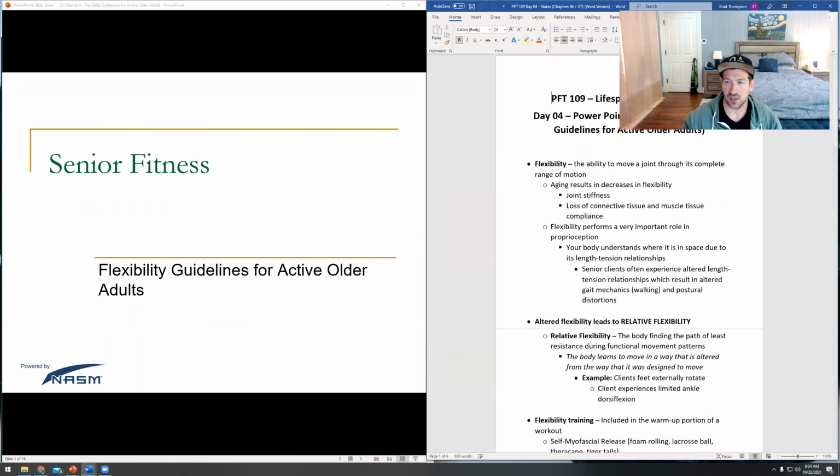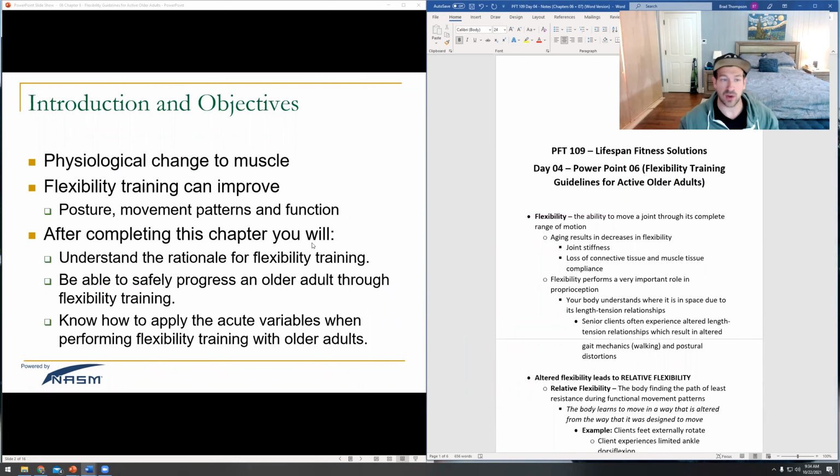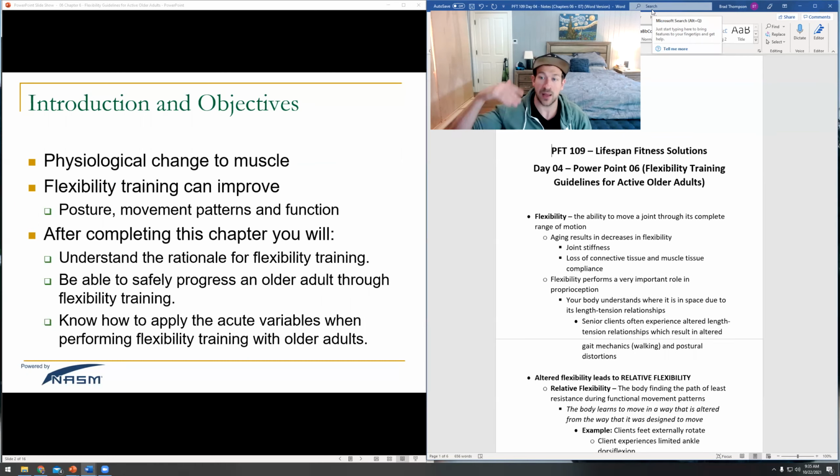So introductions today, we are going to talk about the physiologic changes that occur in our muscles as we age, when it comes to mobility and flexibility. But then we will talk about how flexibility training can be used in a workout routine to help adjust our clients' posture, their patterns, and how that can lead to increased performance. So we're going to understand the rationale for flexibility training, how to safely progress an older client, yes, but really any client through flexibility training, and then how to apply the acute variables, meaning how many reps, how many sets, what's the duration, things like that, with older adult clients, but really again, clients in general.